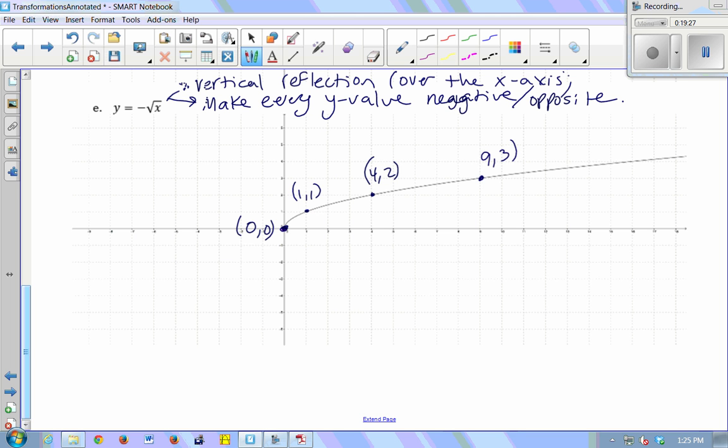So here's my few key points again. I'm just going to take every y value and take its opposite. So 0, 0 stays at 0, 0 because 0's opposite is 0. And 1, 1 becomes 1, -1. 4, 2 becomes 4, -2. 9, 3 becomes 9, -3. And then you connect them. And it's a reflection of the parent over the x-axis.